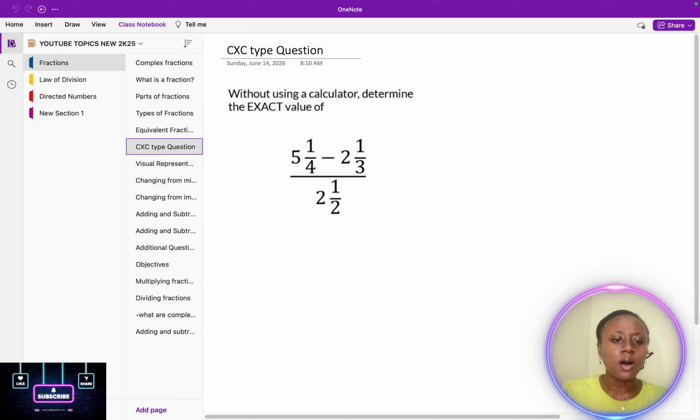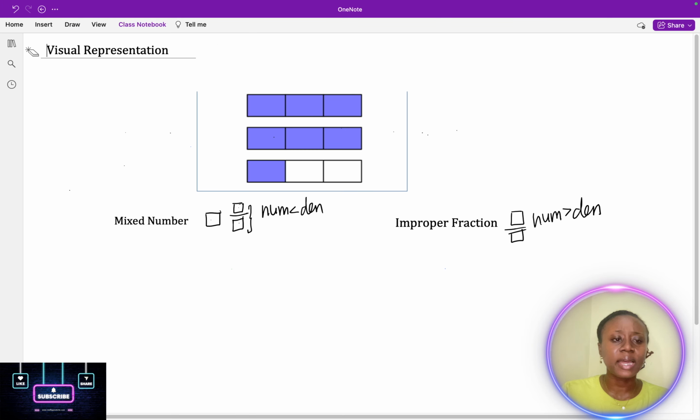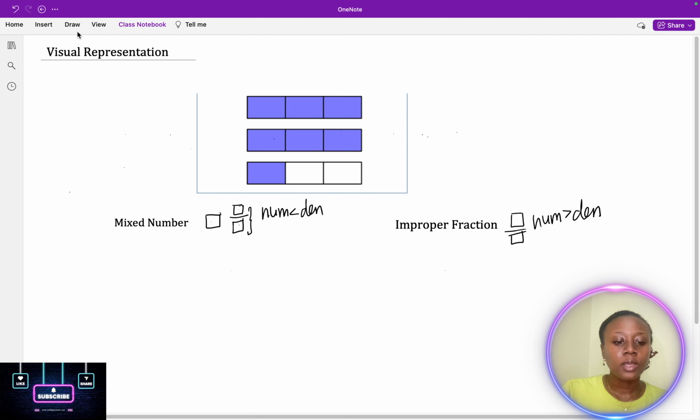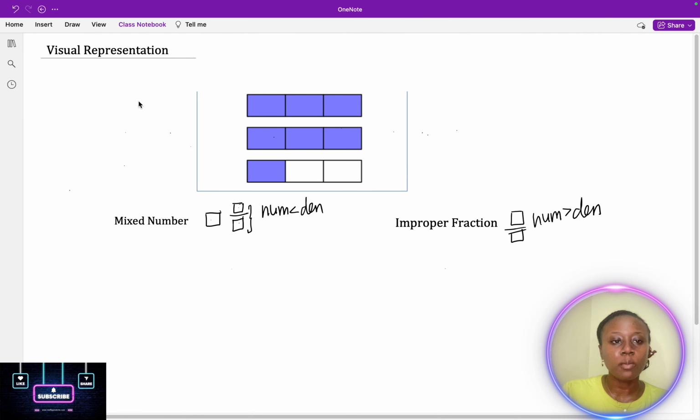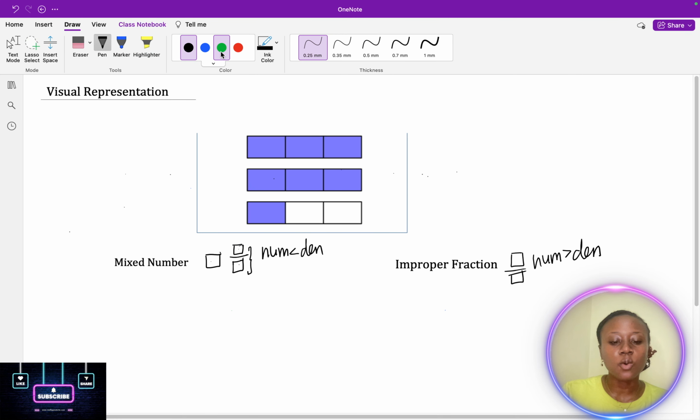Before we get into all of that, I want you guys to have a visual representation of what a mixed number is and also an improper fraction. So here we have a few purple blocks. Each block is divided into 3 parts. Now for the mixed number, we have a whole number component and we also have a proper fraction where the numerator should be less than the denominator.